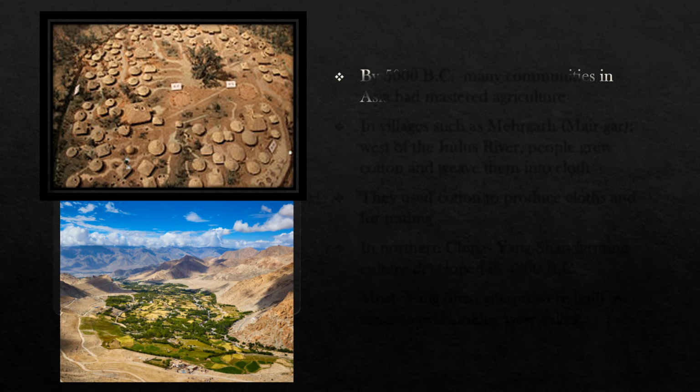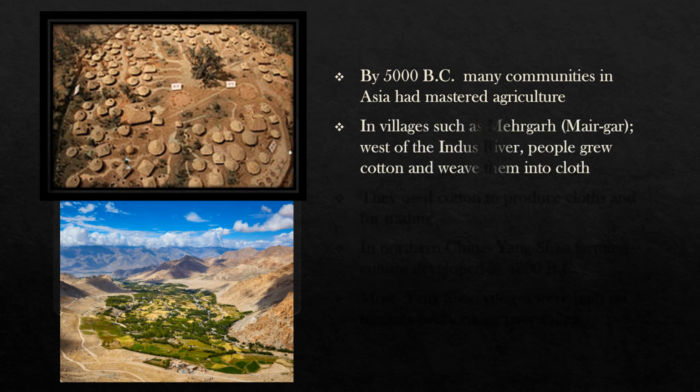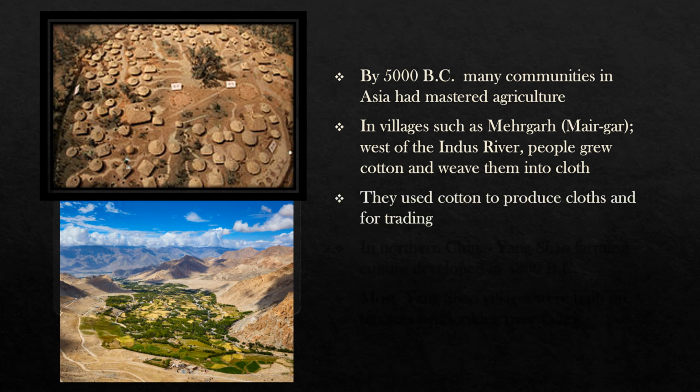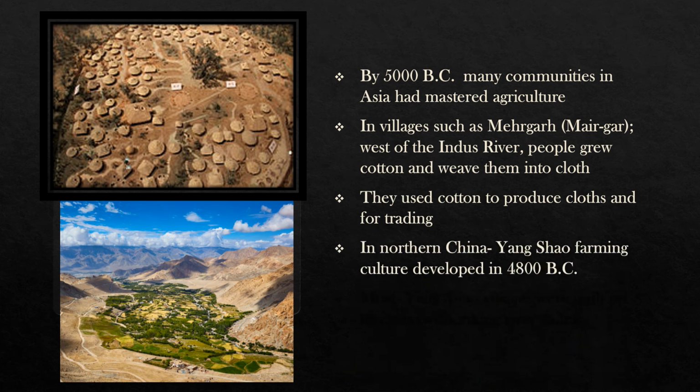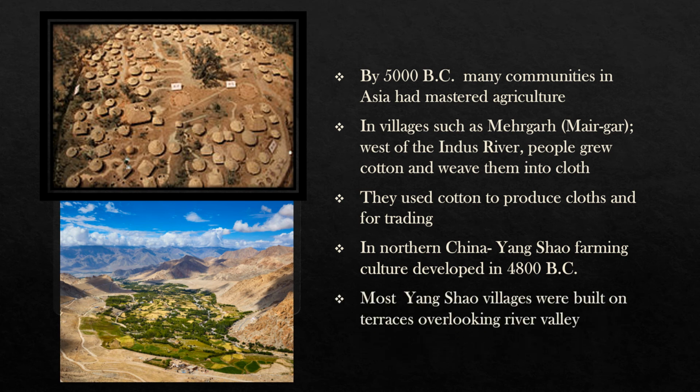By 5000 BC, many communities in Asia had mastered agriculture, and in villages such as Mehrgarh, in the west of the Indus River, the people grew cotton and wove it into cloth, and they used the cloth and sold it as trading. And in northern China, the Yangshao farming culture developed in 4800 BC. Most of these villages were built on terraces overlooking the river valley.